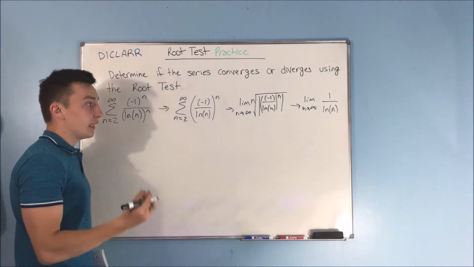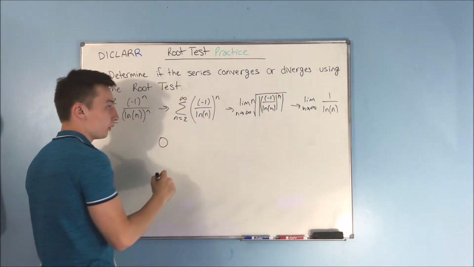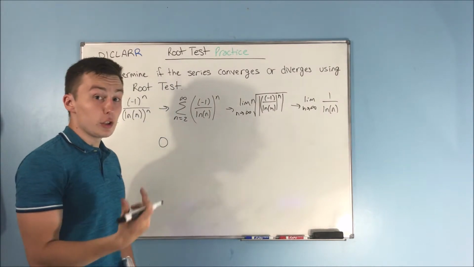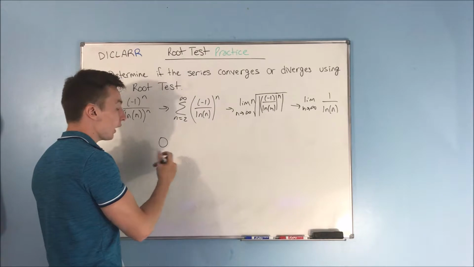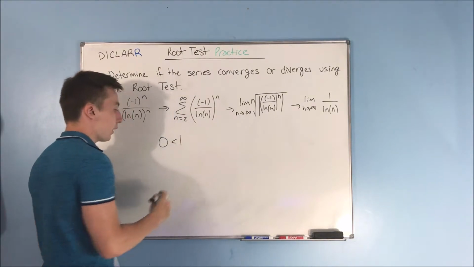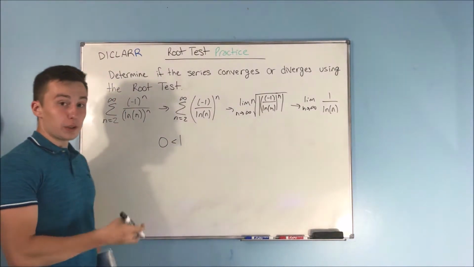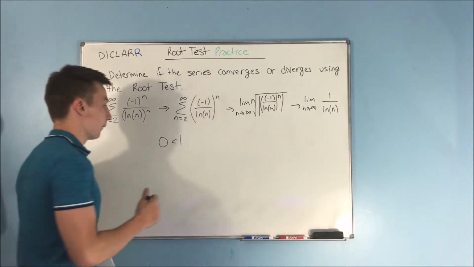And of course you can see that that is going to be equal to 0, because as n approaches infinity, you get an infinitely large denominator. Your limit goes to 0, and 0 is less than 1. So again, this is absolutely convergent and therefore convergent by the root test.